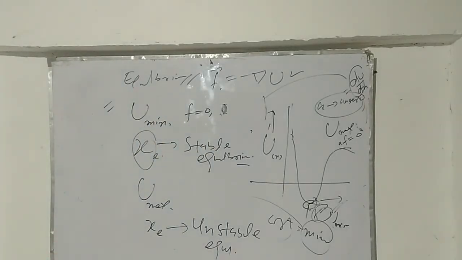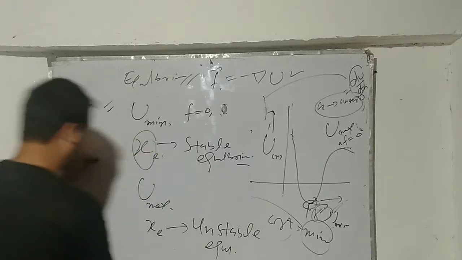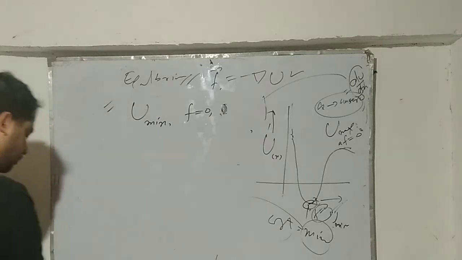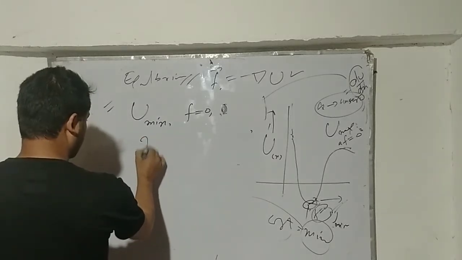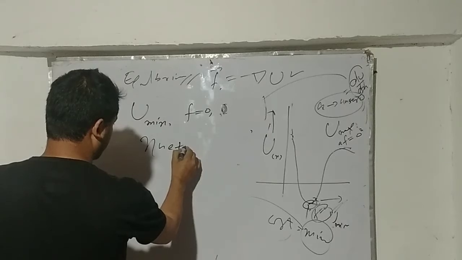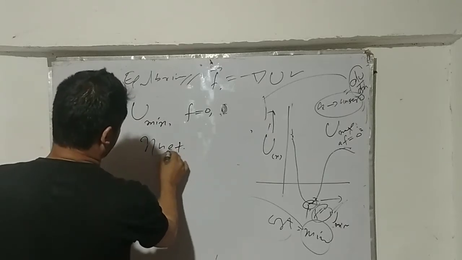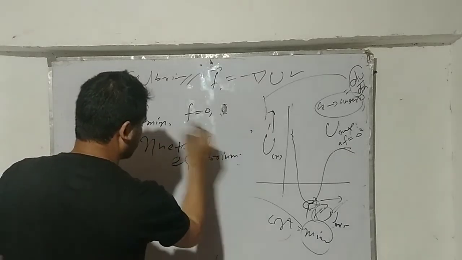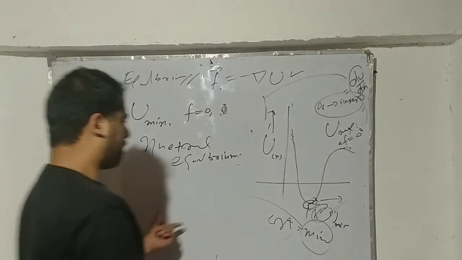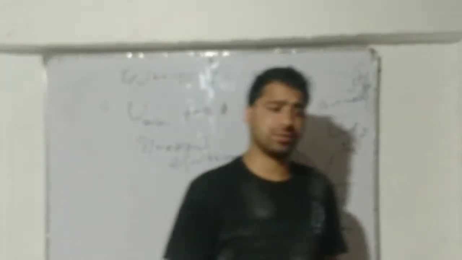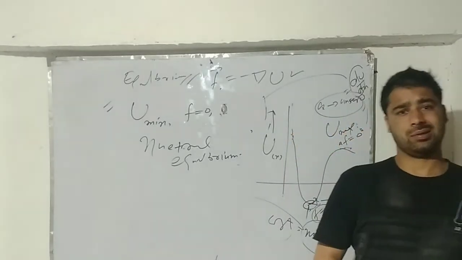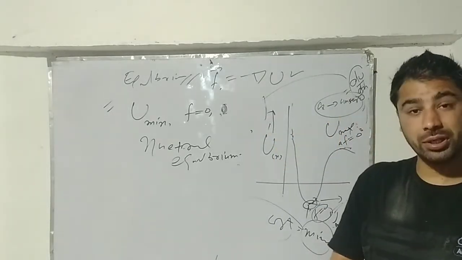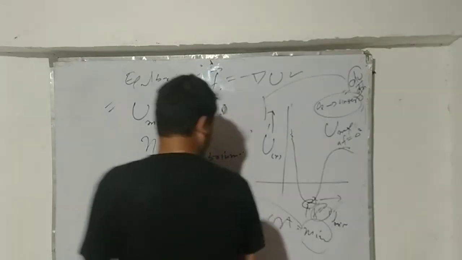In addition, there is one more type of equilibrium when we make the plot of potential energy with respect to position. That's what we call neutral equilibrium. Basically it's a point or a region where the potential energy is flat from either side.